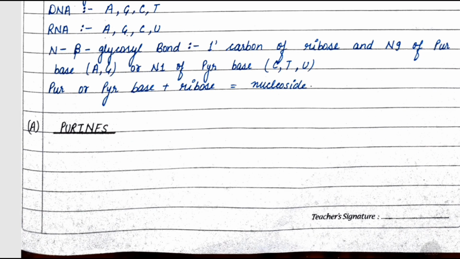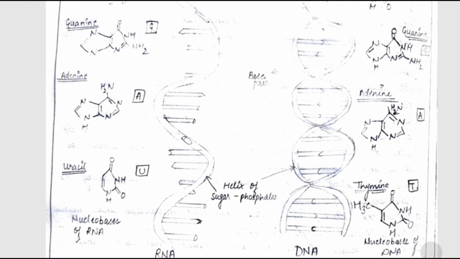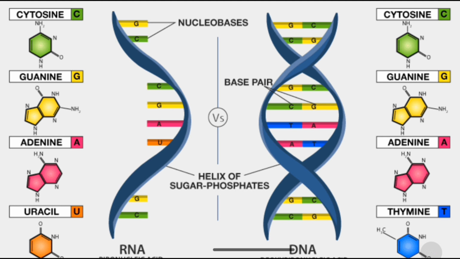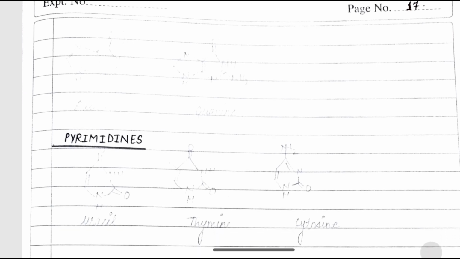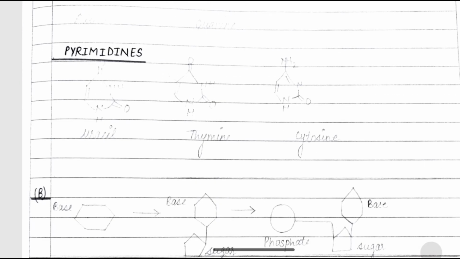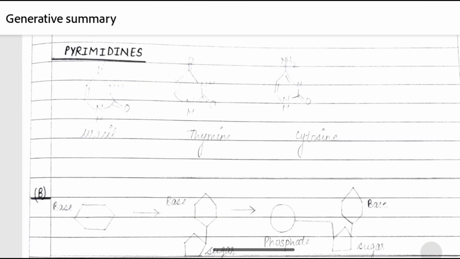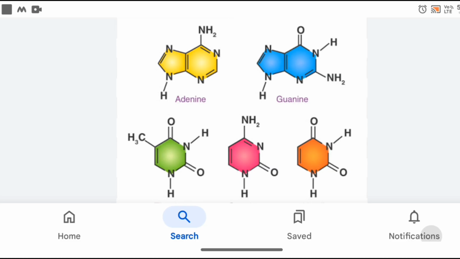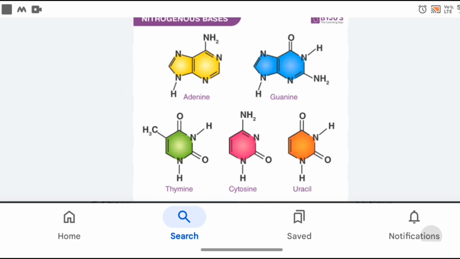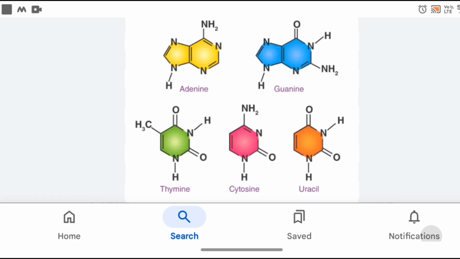Now purines. This is the diagram. In RNA it includes cytosine, guanine, adenine, uracil, and in DNA it is cytosine, guanine, adenine and thymine. These are the structures of adenine; you have to draw them in this. I share different pictures with you. These are adenine, guanine, thymine, cytosine, and uracil.